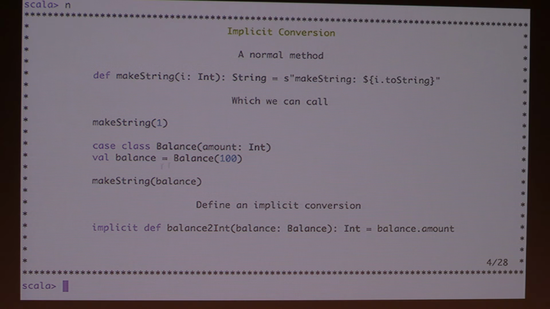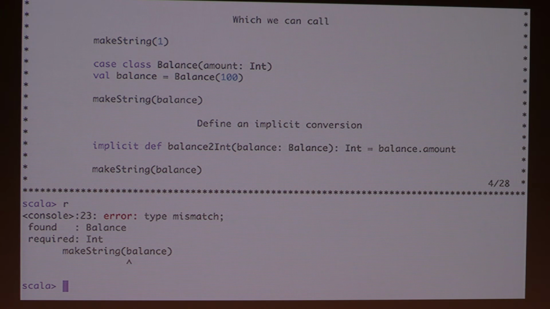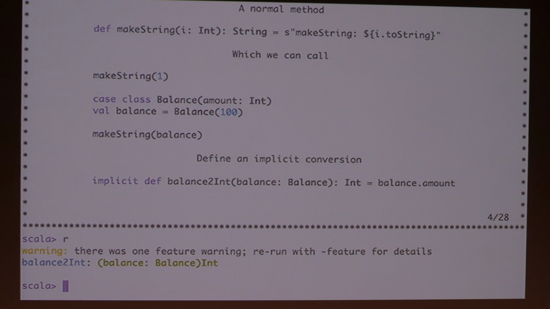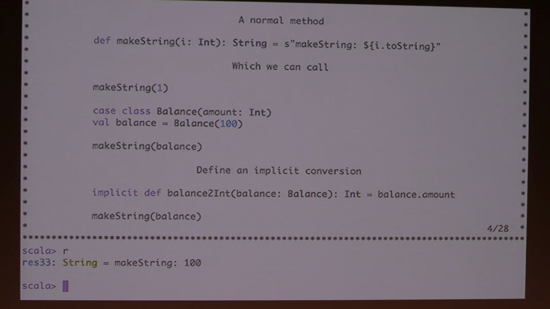What we do here is bring an implicit def into the implicit scope by defining it like this. We have a method named balanceToInt, which will take one parameter of type Balance, will output an int, and will just use the amount inside the case class for now. Now that this is in scope, it should work. I maybe should run this first to make it available. Yes, okay, so now it will work.